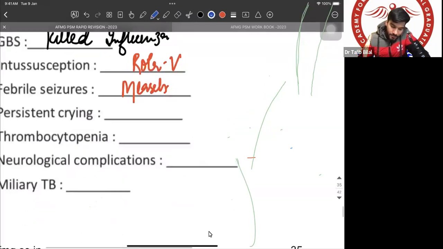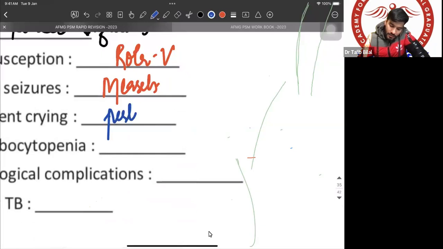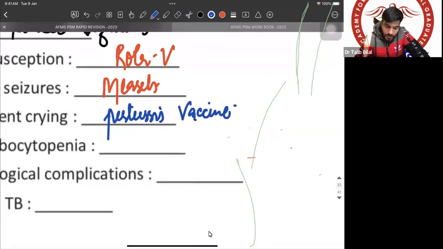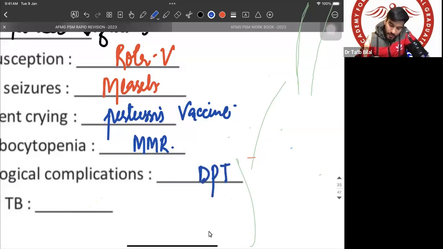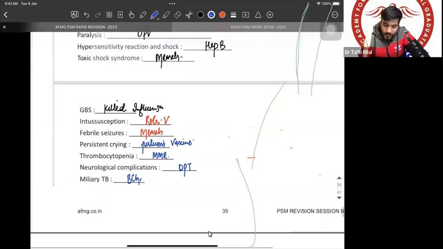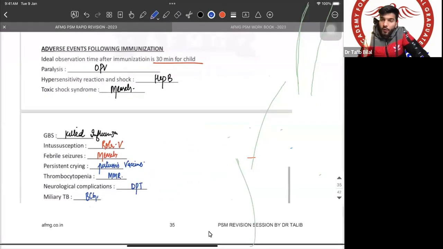Persistent crying, that is which vaccine? Pertussis vaccine. Thrombocytopenia, MMR. Neurological complications, diphtheria, pertussis, and tetanus. And miliary TB with BCG vaccine. Is that okay? That was all about the adverse effects of these vaccines.